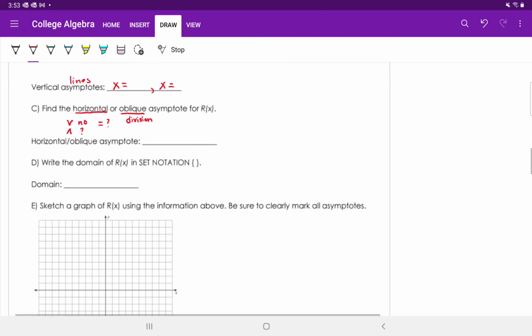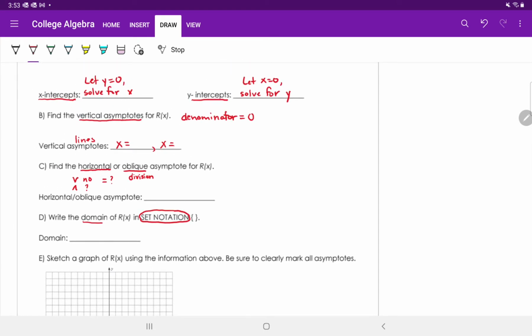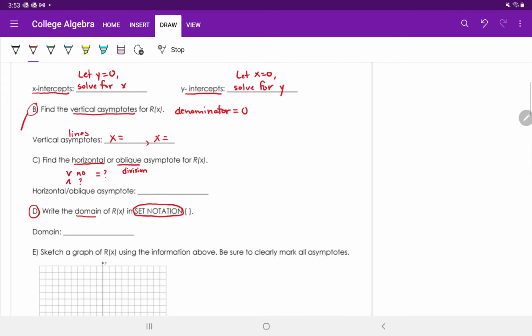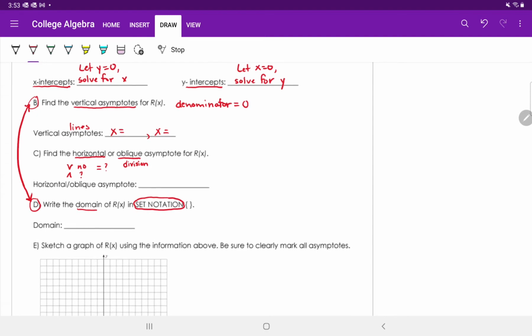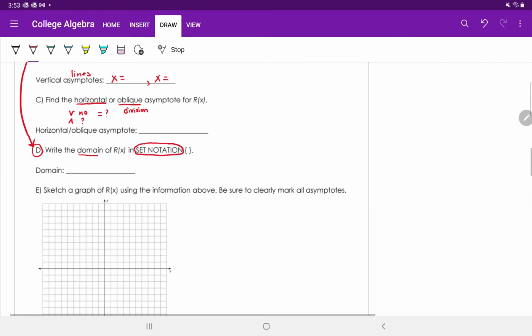All right. For part D, we're looking for domain. That's our set of all x values. And your domain should very closely align with your vertical asymptote. These two things are closely connected to each other. So use them both as reference for each other. Make sure that these match up.